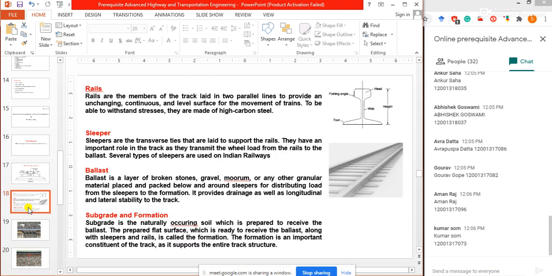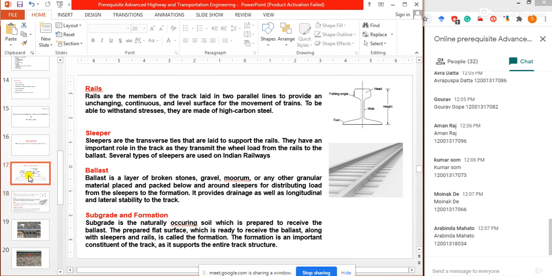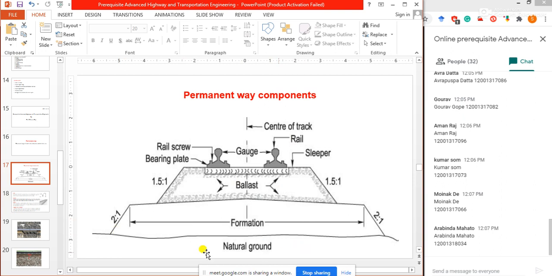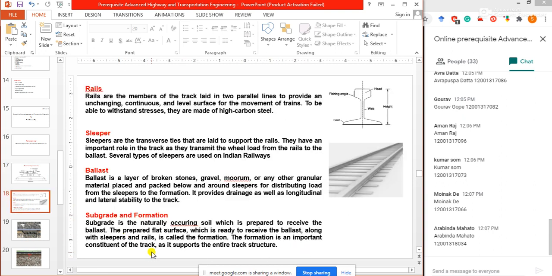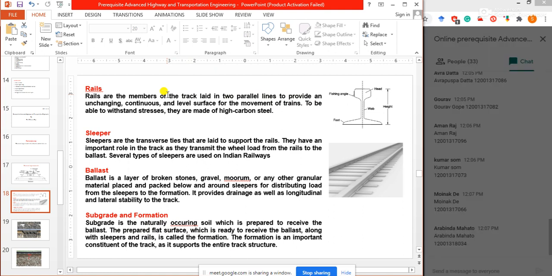And subgrade and formation. What is subgrade and formation? Subgrade is the naturally occurring soil which is prepared to receive the ballast. This is actually below the ballast. The prepared flat surface which is ready to receive the ballast along with sleepers and rails is called the formation. The formation is an important constituent of the track as it supports the entire track structure.